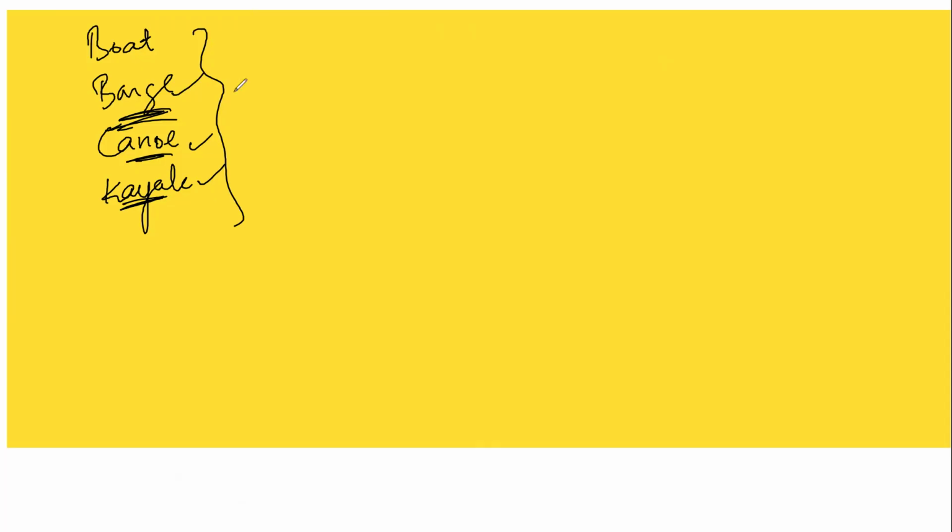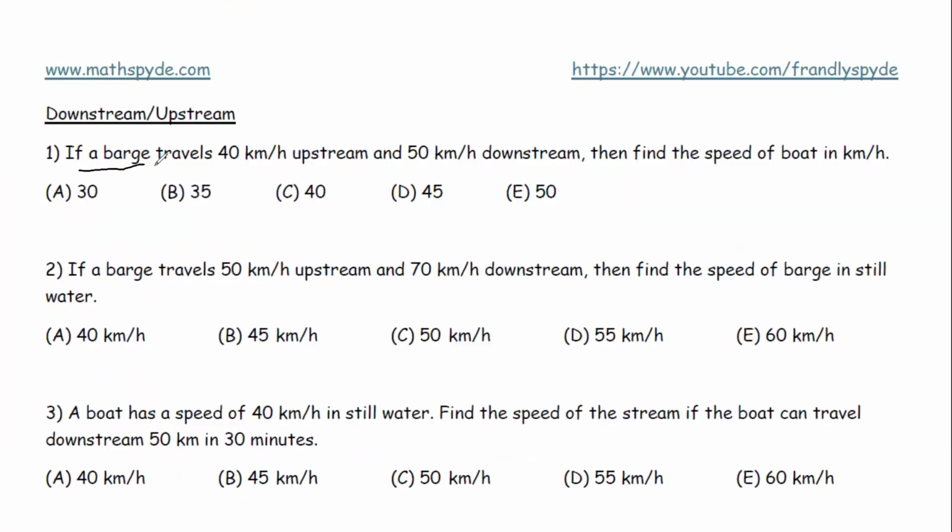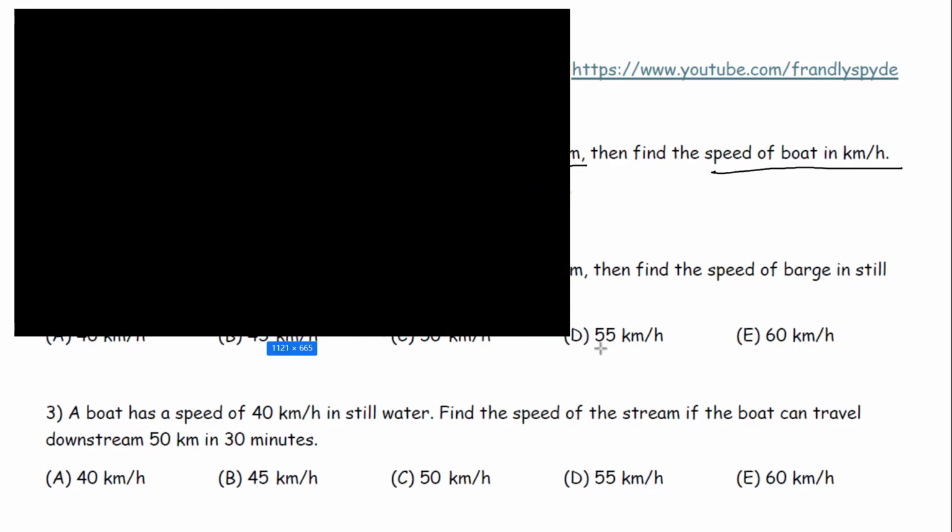Anyway, so let's say there was a basic question. Let's go on to the first question, this one here. If a barge travels 40 kilometers upstream, 50 kilometers downstream, then find the speed of boat in kilometers per hour. So if a barge travels 40 kilometers upstream and 50 kilometers downstream, find the speed of boat.